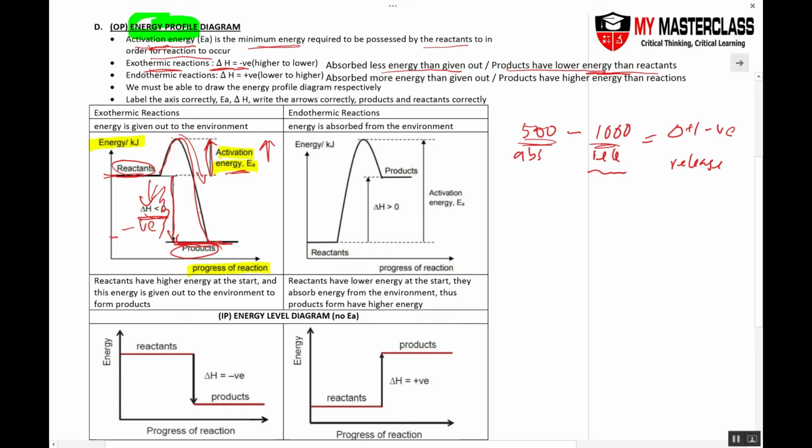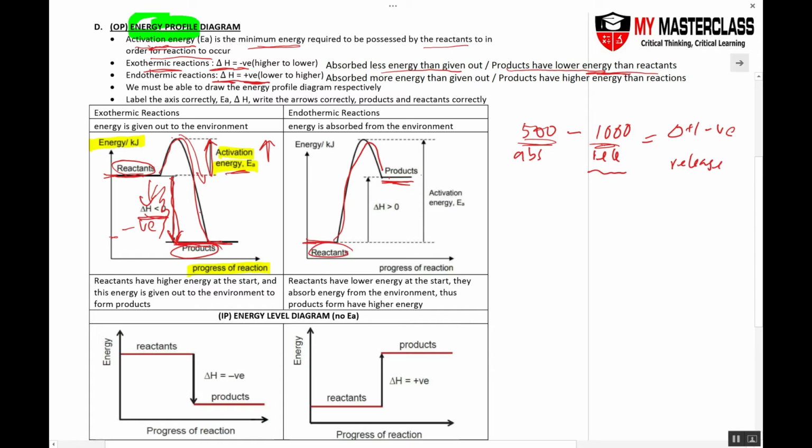Okay, and then same thing, when you draw in the arrow to represent exothermic, it must be going downwards. Okay, endothermic reaction, energy is being absorbed. So endothermic reaction, my delta H is a positive value. So energy is being absorbed. The reactants absorb the energy to form the products. Products are of high energy level, so it's higher than the reactants. Okay, same thing, connect it with a curve.